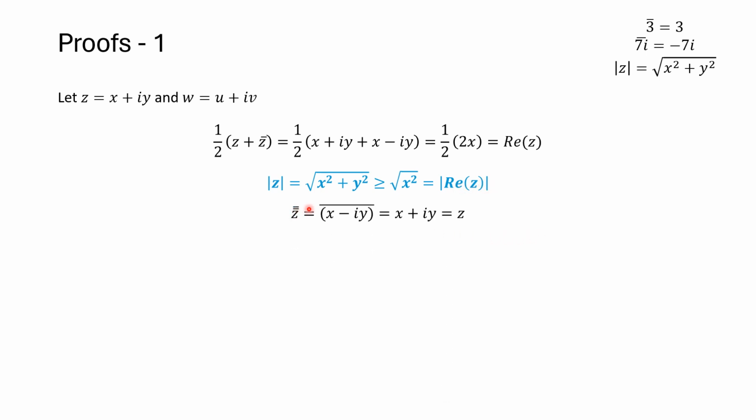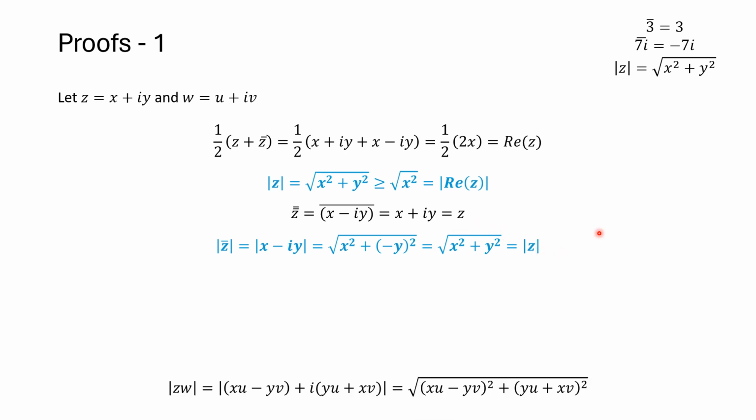The conjugate of the conjugate, we just plug in x minus iy and then take the conjugate again. We flip the value twice and we get back to where we started. If you take the modulus of the conjugate and fill in the x minus iy here, then you just square x and square minus y. You get x squared plus y squared, the square root of that, and again, that gives you the modulus of the original complex number.